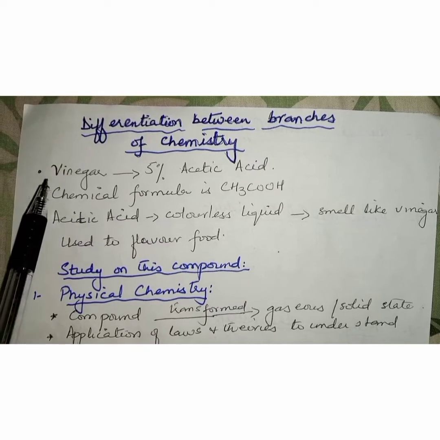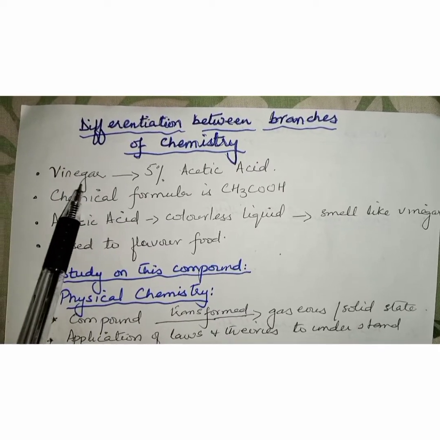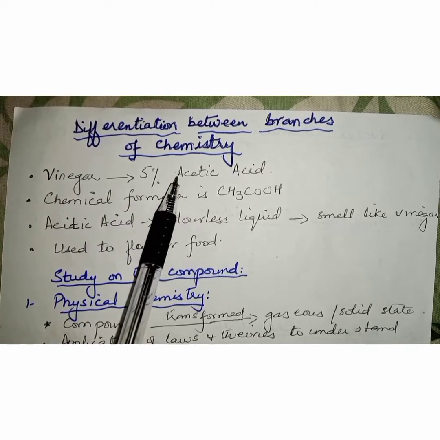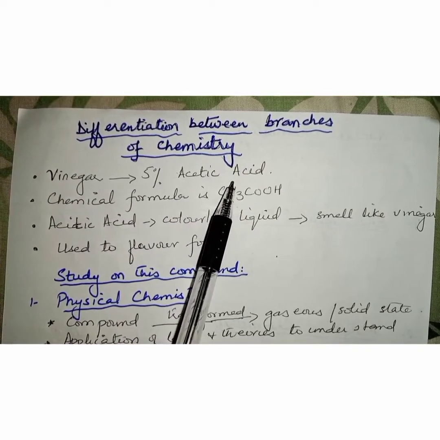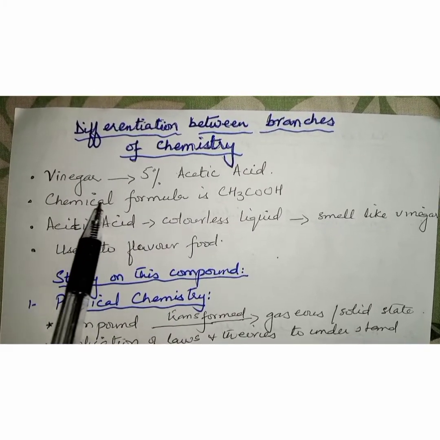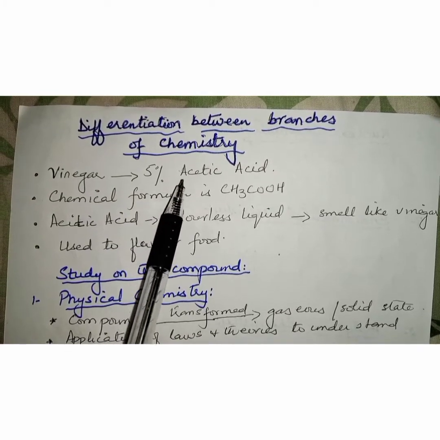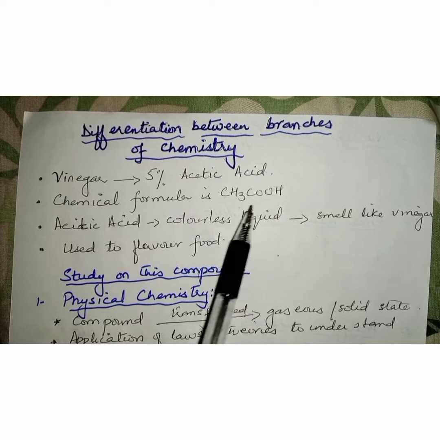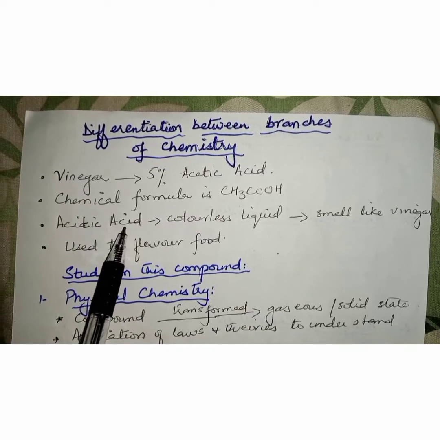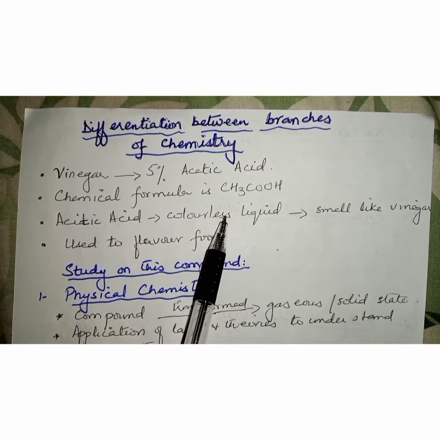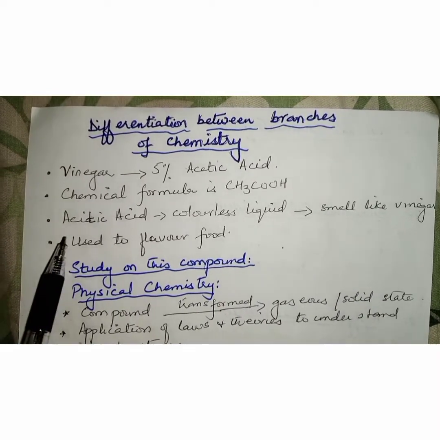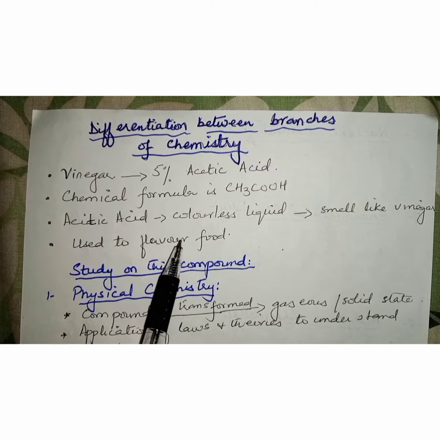Today we are going to study differentiation between branches of chemistry. Students, we can take the example of vinegar. Vinegar has 5% of acetic acid. The chemical formula of this acetic acid is CH3COOH. Acetic acid is a colorless liquid and it smells like vinegar. This is used to add flavor to food.